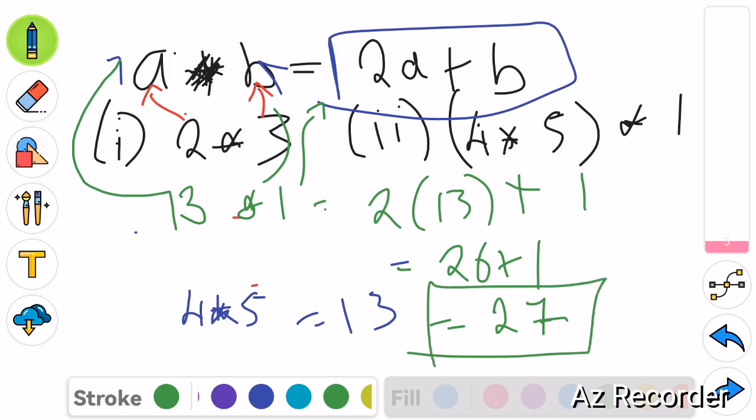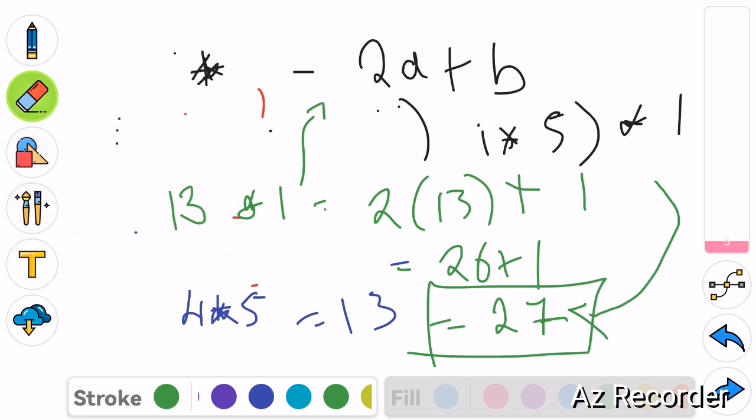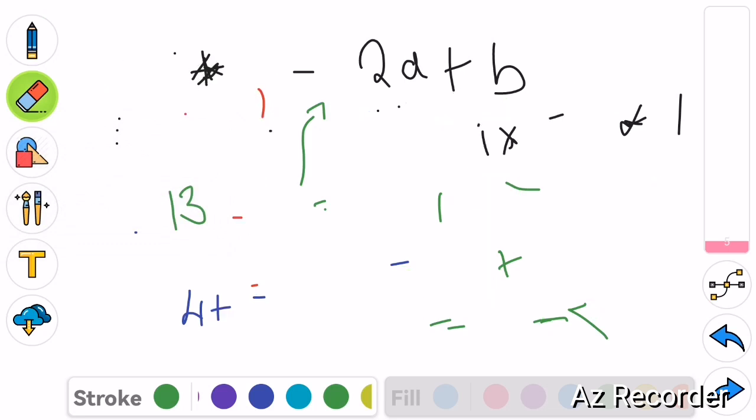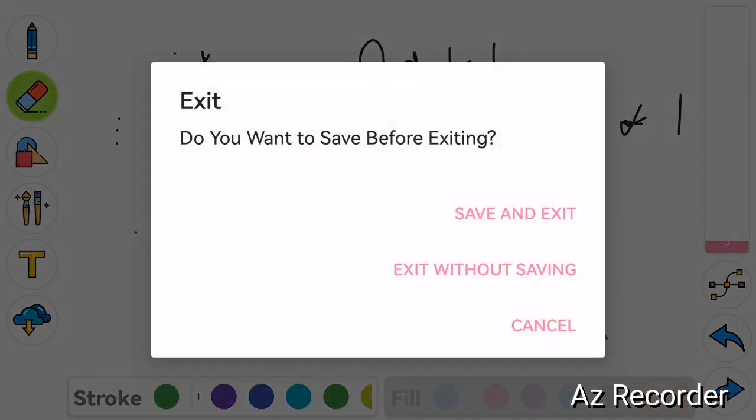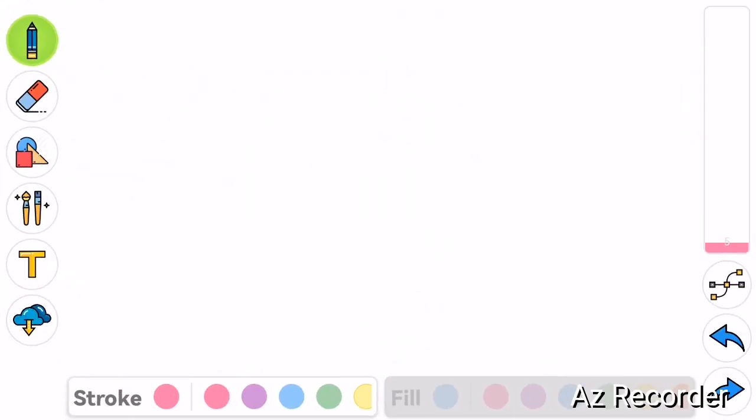So 27 is the final evaluation of this whole thing of 4 star 5 star 1. Your answer is 27. So let us just have one more evaluation, and then we can move on to the next concept. So let me just do that and then come back here again. Alright, so let me start.